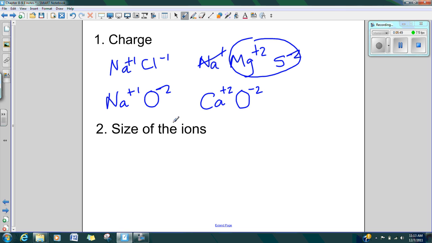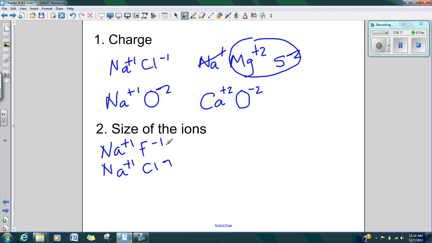What happens if the charges are the same? So if I take a look again, we'll just do our sodium because that's an easy example. We have sodium with fluorine, so we have sodium fluoride, and then I have sodium again with chloride. So I have NaCl, that's what you have at home, or sodium fluoride. Well, they have the same charges, so I cannot apply that.